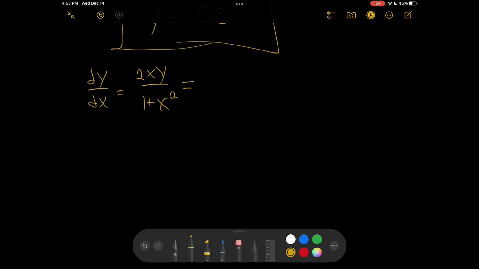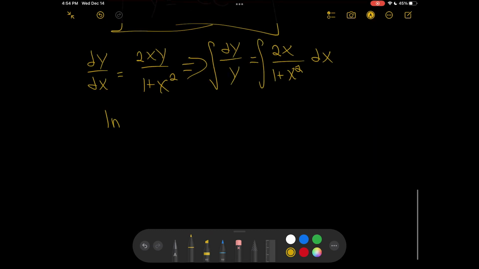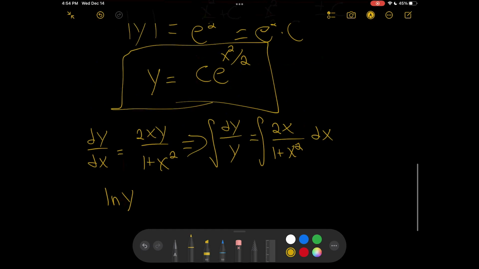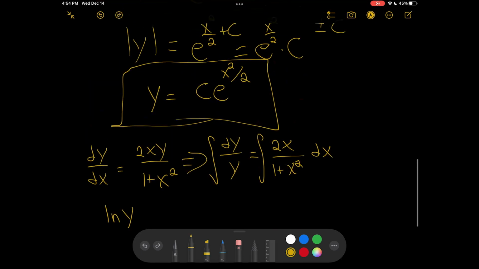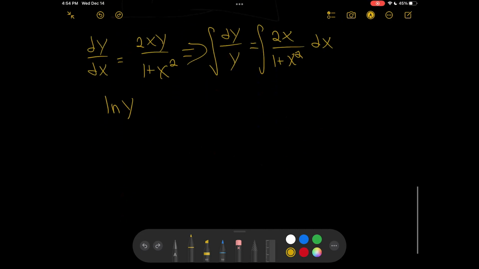So let's see if we can separate these. What we'll do is divide both halves of the equation by y and multiply both halves of the equation by dx. So this will be dy over y is equal to 2x over 1 plus x squared dx. So we've separated y and x successfully. Now we're going to integrate both halves of the equation. So this is going to be natural log of y, and I'm not going to write the absolute value bars because we're going to get this plus or minus issue over and over again, and it's going to factor into the unknown constant, so I'm not going to worry about it.